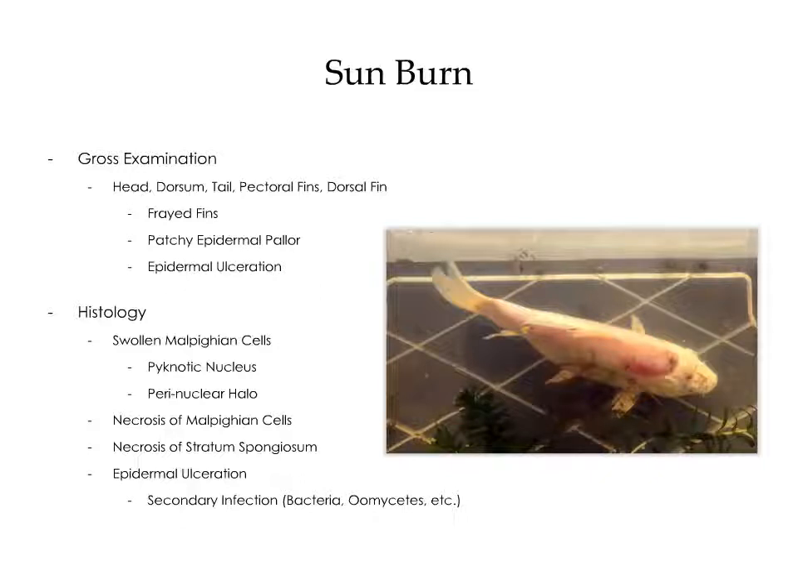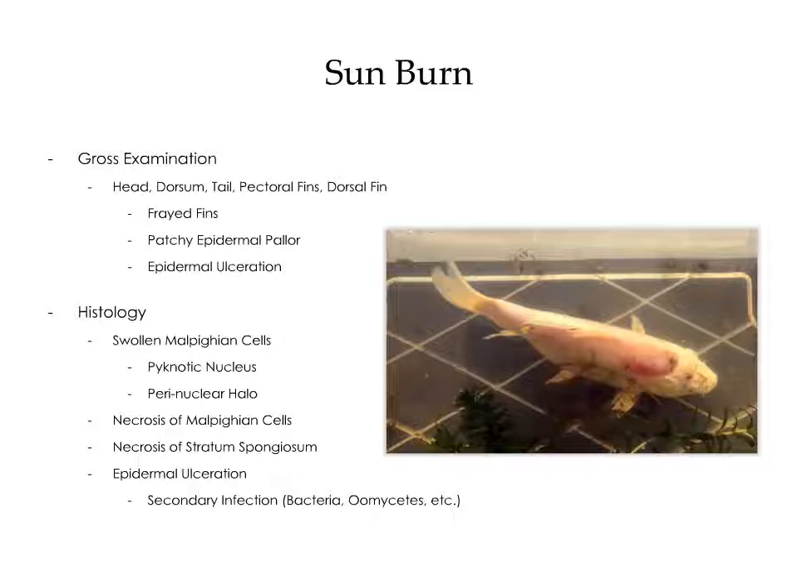Histologically, there may be swelling of the Malpighian cells. Affected cells also contain pycnotic nuclei and a perinuclear halo. This can progress to necrosis of the Malpighian cells, and in severe cases, necrosis of the underlying stratum spongiosum. Eventually, this will result in ulceration of the epidermis with secondary infection. This can involve bacteria, oomycetes, and other organisms within the environment.